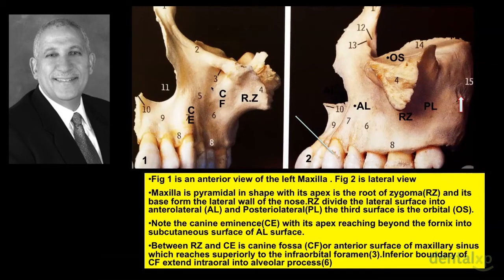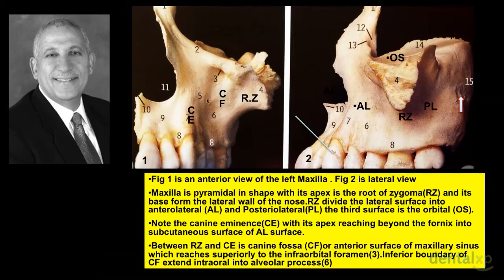So why is it important that we have that canine fossa? The canine fossa is the site where we enter the anterior wall of the sinus. So when we do a sinus lift procedure, we're doing our surgery and exposing the membrane by removing the bone in the canine fossa. Notice that distal to the canine fossa, we have the root of the zygoma. That is something that you can palpate, and you should palpate in every patient because it's a very important landmark. That's where the zygoma joins the maxilla. And so between the root of the zygoma and the canine eminence is the canine fossa.